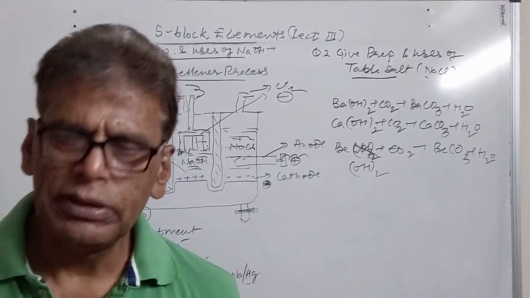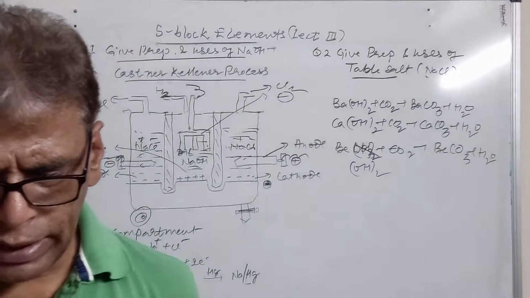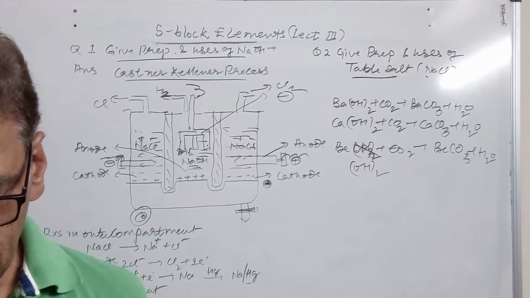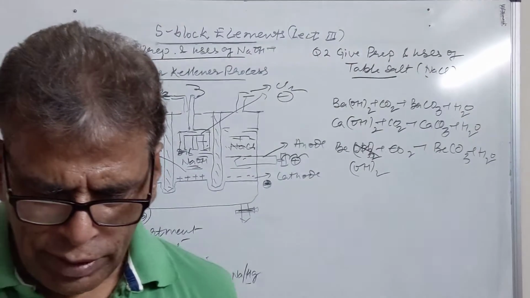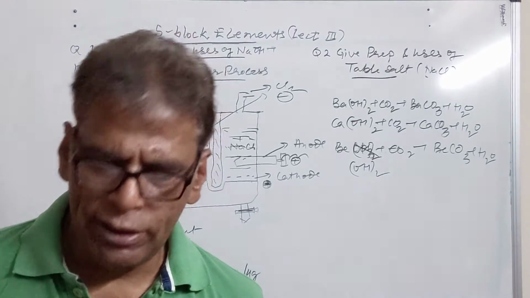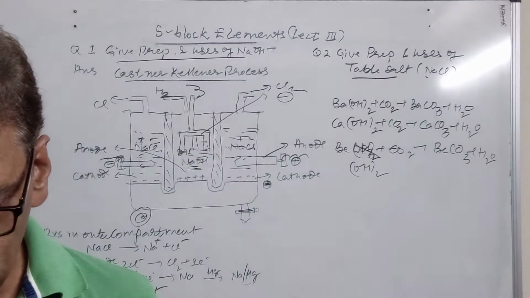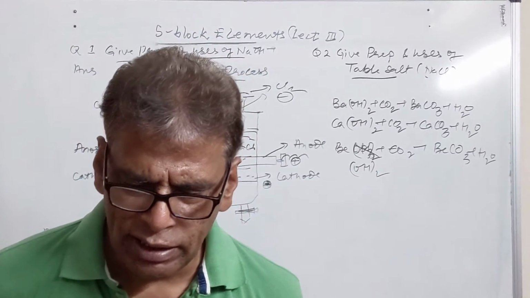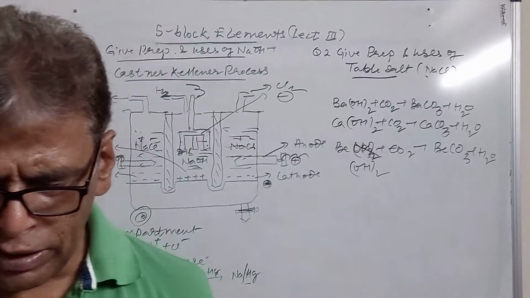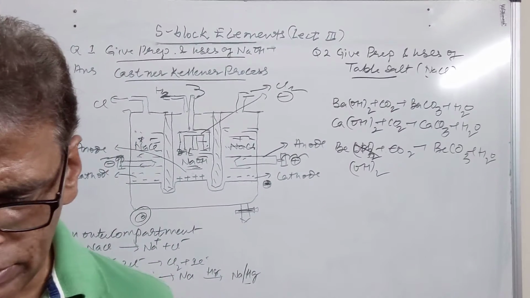Then we have the question: what are the uses of beryllium, magnesium and calcium? Beryllium is used in X-ray tubes, and it is used as a source of neutrons when bombardment with alpha particles is done on its nuclei. Its compounds find application in making computer parts.